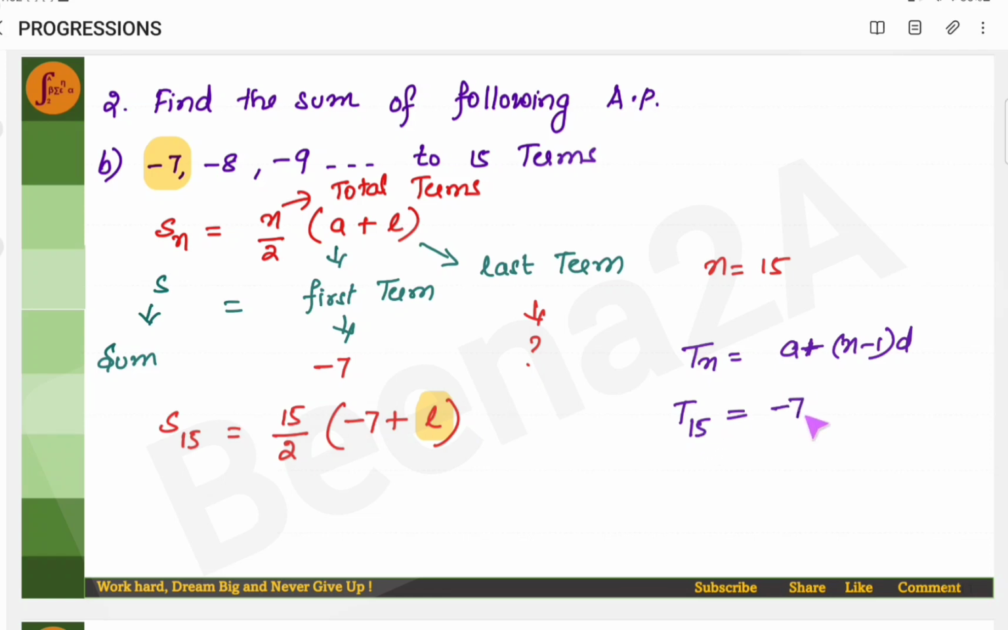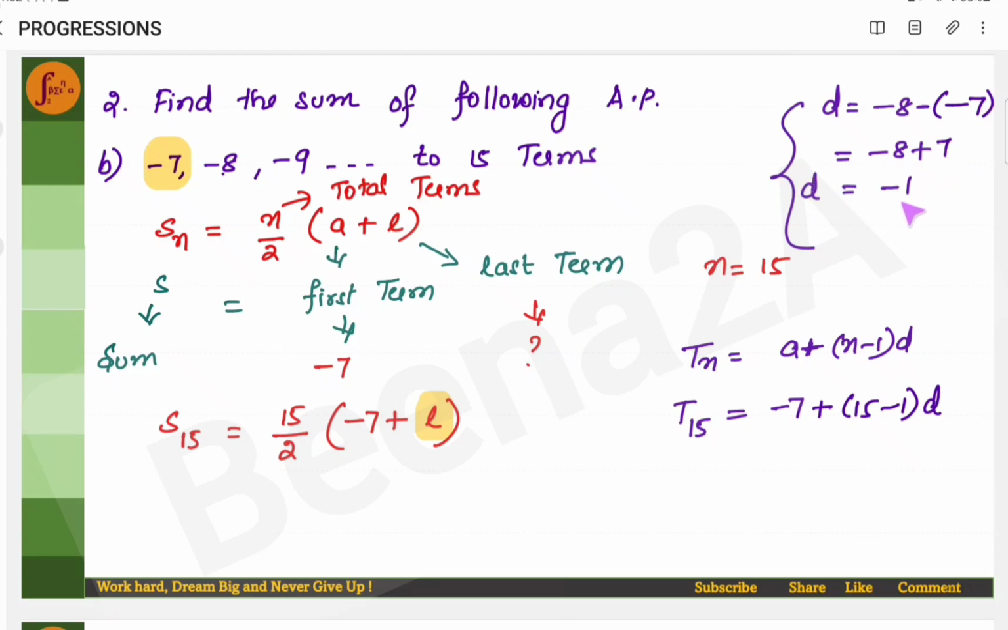A is minus 7 plus n minus 1 into the difference. What is the difference? It is the difference between the second and first term. Let's find out. Taking the second term, which is minus 8, and the first term, which is minus 7, we have to subtract. So it's minus 8 plus 7, which is minus 1. So the difference is minus 1.